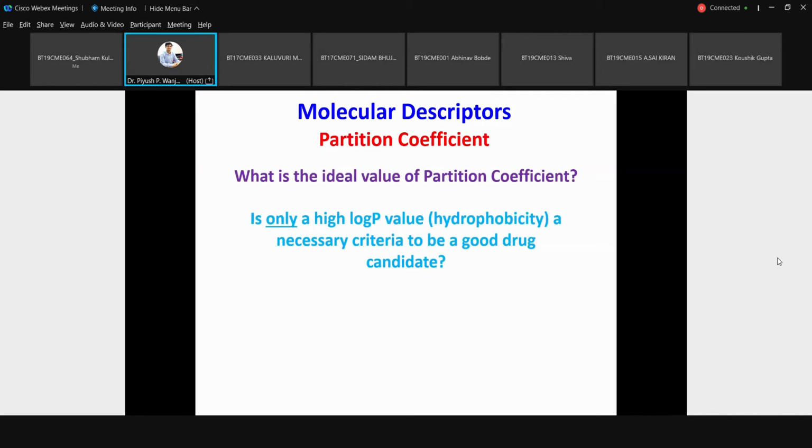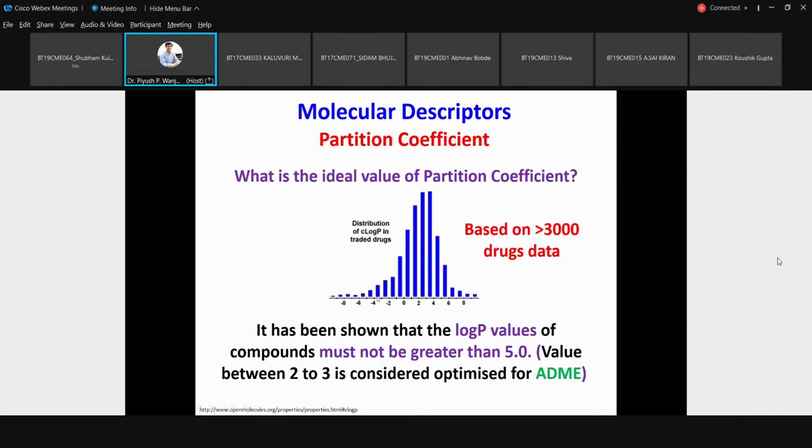As I mentioned earlier, most of the time the pocket is hydrophobic, so you need some amount of hydrophobicity so that a pharmaceutical compound can bind to the particular receptor. But we understood that this is not the only criterion. Many pharmaceutical compounds have values greater than 0 based on this data of 3000 compounds, but they should also have some hydrophilicity. It has been mentioned that the log P value should not be greater than 5.0, and values between 2 and 3 are considered optimized for something called ADME.